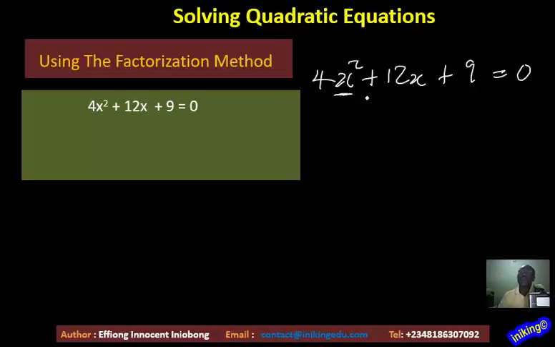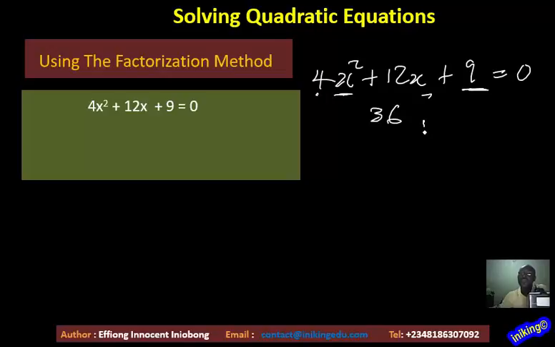The implication is that we cannot just go straight to look for the factors of 9. Rather, we'll do a mental arithmetic of 4 times 9. That is, we'll take this 4 and multiply by 9, and that gives us 36. So instead of looking for the factors of 9, in this case, we'll be looking for factors of 36. That's the only difference. Once you have a number other than 1 here, first and foremost, multiply the coefficient of x squared by the constant term 9. So 4 times 9 in this case gives us 36. So I'll be looking for factors of 36 rather than factors of what? 9.